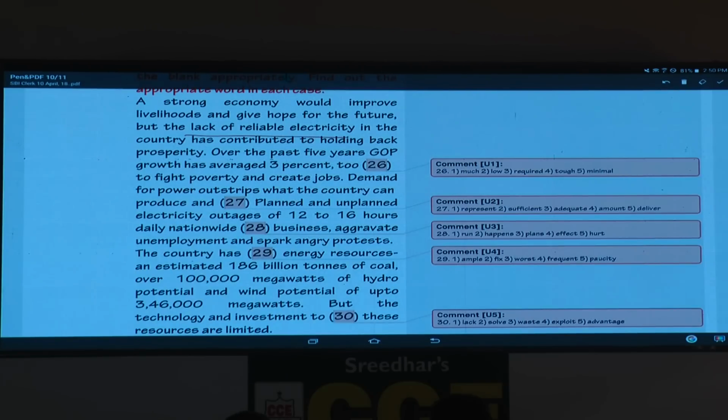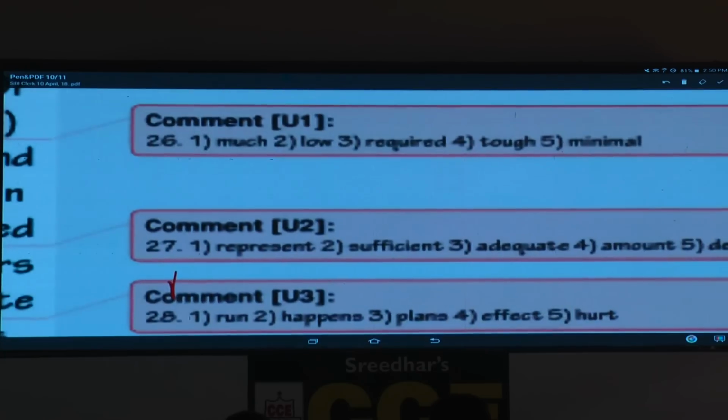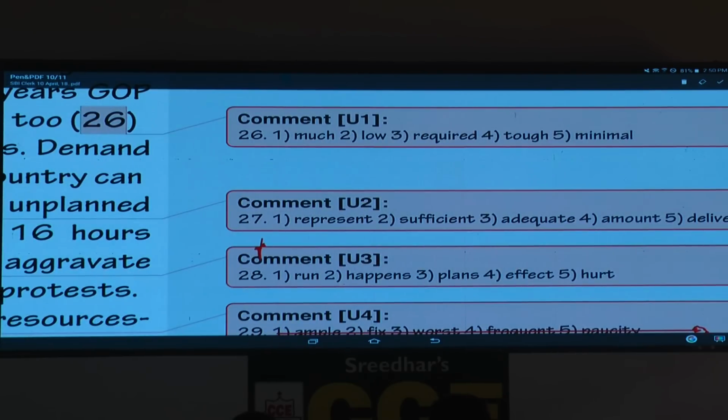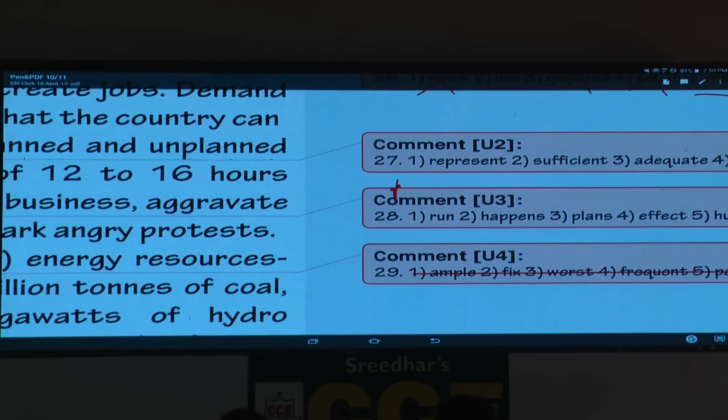So let us look at the options. What are the options here? Too much, too low, too required. Too required, we don't say that. Too tough, not relevant. Too minimal. Just hold that one. Too much. No, you have to consider between the second and the fifth. Too minimal doesn't sound correct. So what is the answer? Too low. The requirement is too low. So what is the answer here? The second option is the answer.